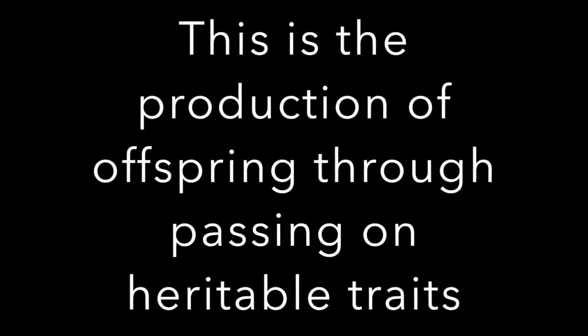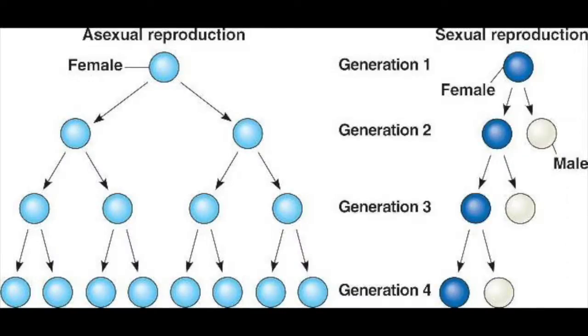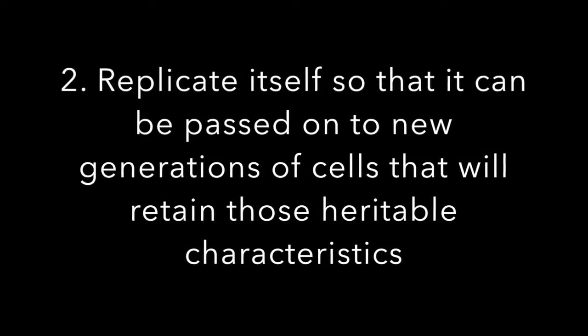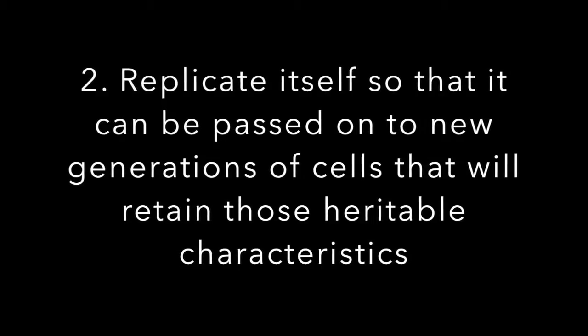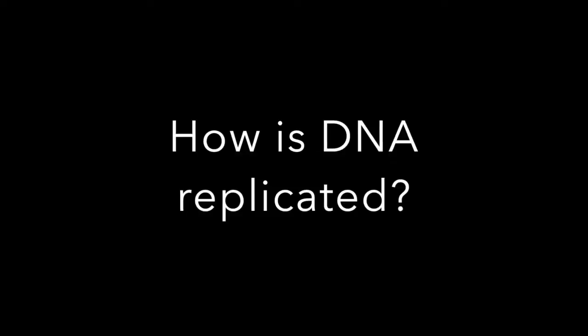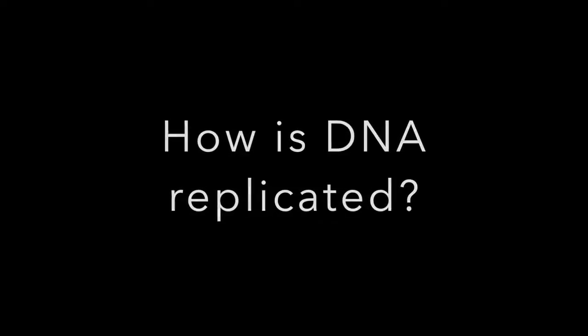One function of living things is reproduction. This is the production of offspring through passing on heritable traits. This could be through asexual or sexual reproductive methods. In this way, DNA must serve two functions. One is to store and express heritable traits. The other is to replicate itself so that it can be passed on to new generations of cells that will retain those heritable characteristics. Based on these functions, Meselson and Stahl began by asking how DNA is replicated.